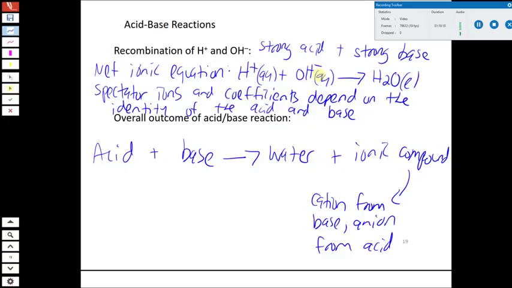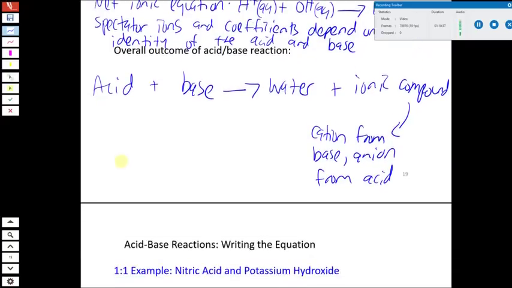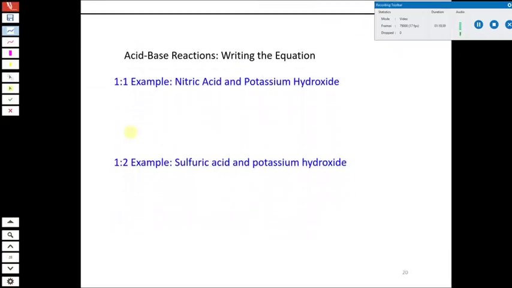form an ionic compound. In rare cases, that ionic compound would be insoluble, so it's also possible to have acid-base reactions that include precipitation also. So both things happen at once if the ionic compound that you form is one of our insoluble ionic compounds. Not very often, but it is certainly possible. Okay? So that's the overall outcome. Let's see a few examples then of how these look.